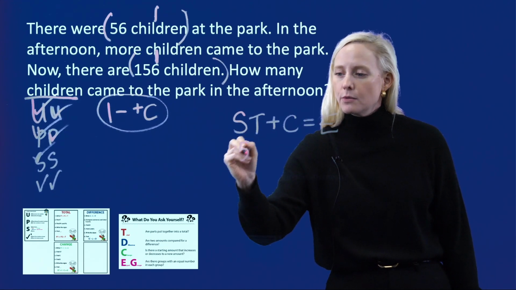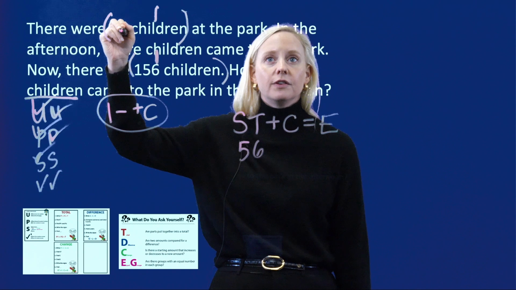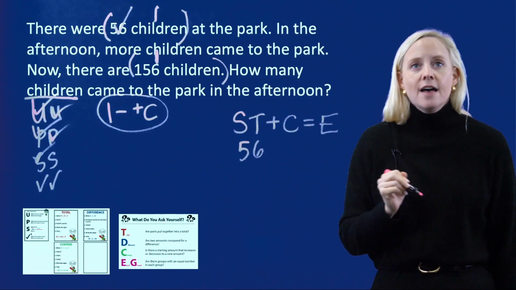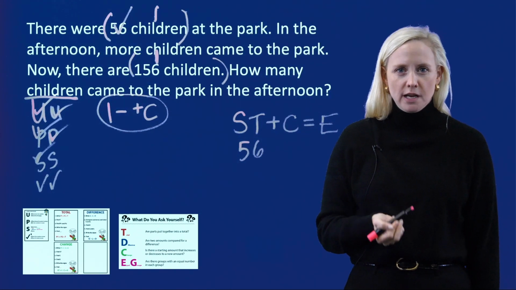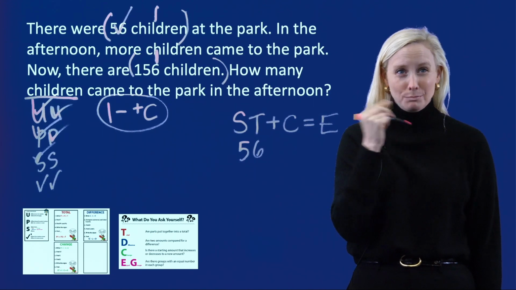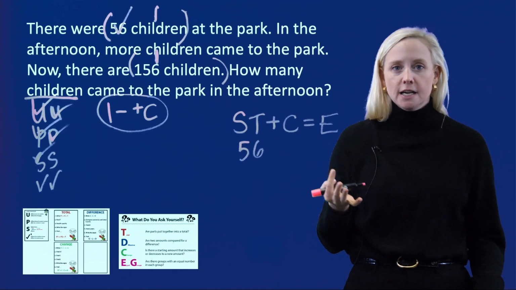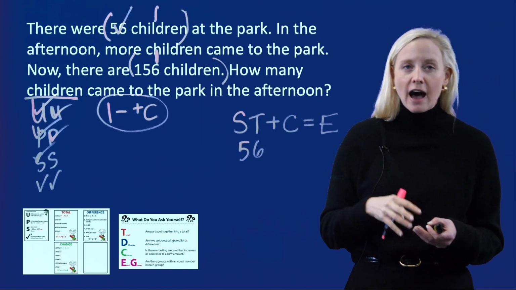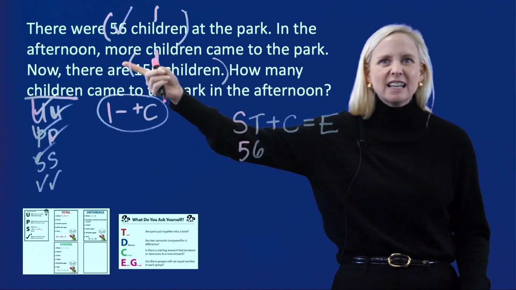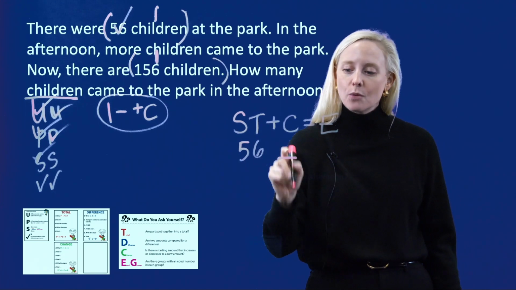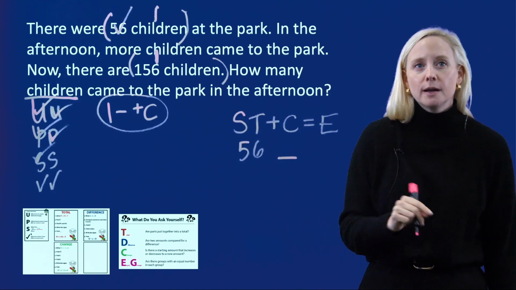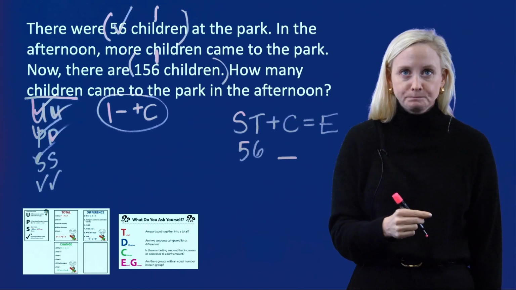I know my starting amount was 56 because it said there were 56 children at the park. Then it says in the afternoon more children came to the park. More? I don't know how many more we're talking about. It could be 1,000, it could be 200, it could be 5, we don't know. So because it just says more children, that's an indication that we don't know the change. We don't know the number of children who came to the park.